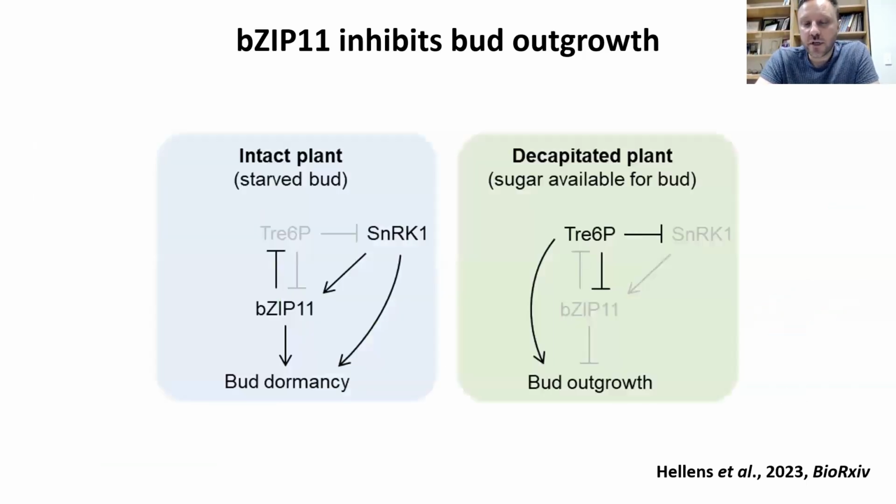In this publication, we also highlighted the interaction between BZP11 and other pathways that we've shown to be involved in shoot branching, notably T6P. And we also highlighted SNRK1, a central kinase regulating or sensing sugar starvation and controlling development. We could see that there was an interaction between these 3 signals to control bud outgrowth. I'm not going to show the results, and if you want to see more, it's on bioRxiv at the moment.